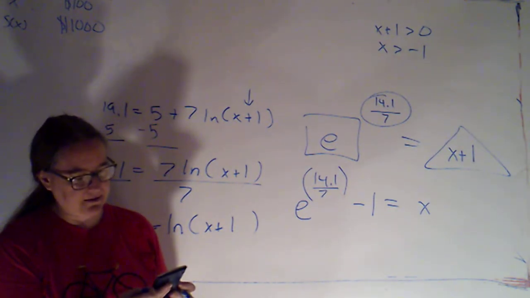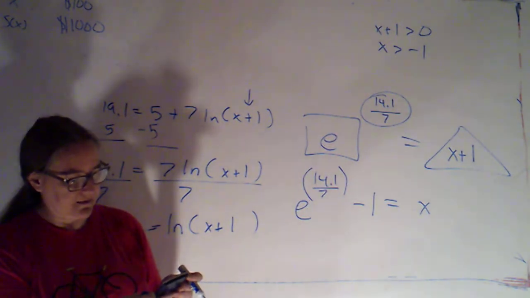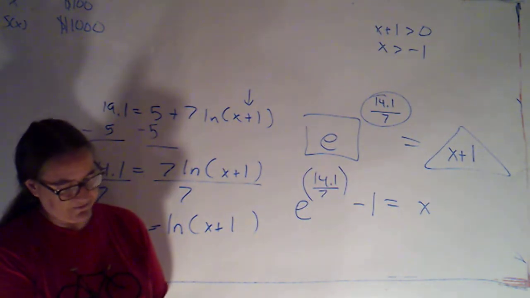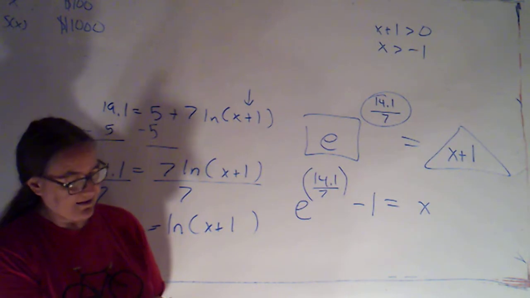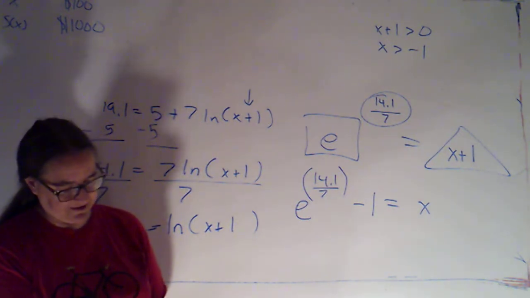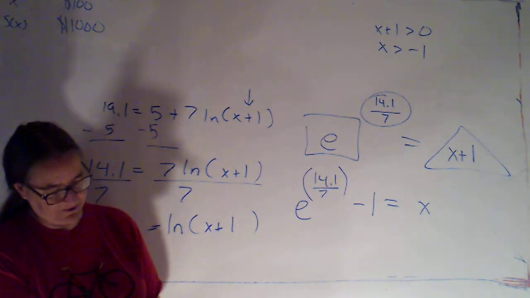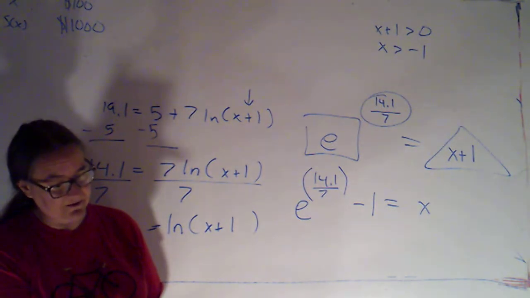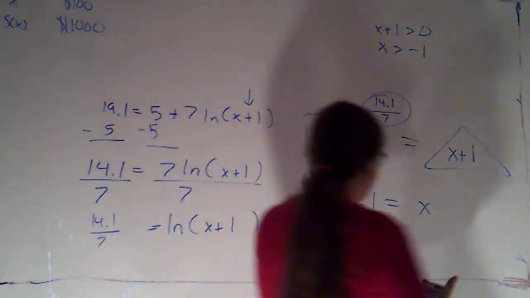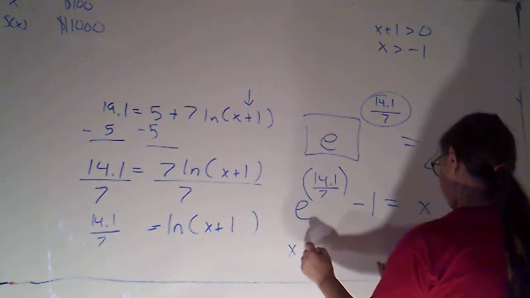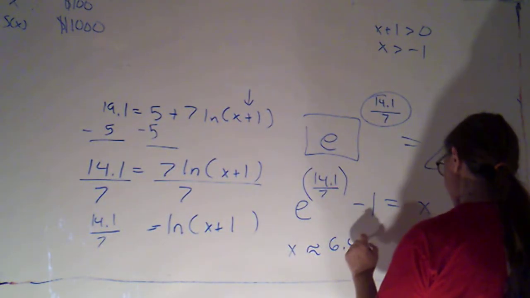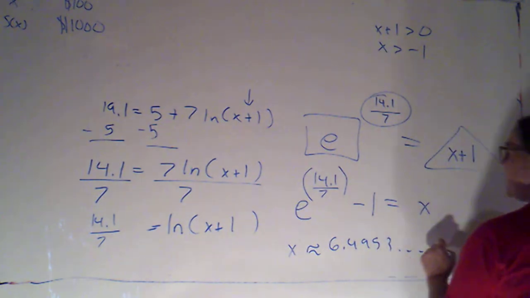Oh, I got a syntax error. Okay, let's try that again. e raised to the parentheses, 14.1 divided by 7, close parentheses, minus 1, equals. Okay, so I get x is approximately 6.4953 and so on.